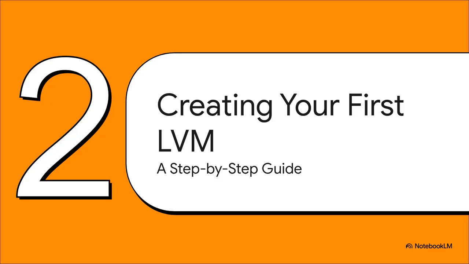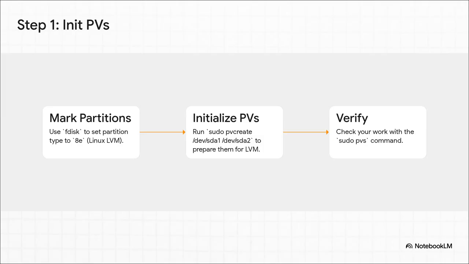Okay, enough theory. Let's get our hands dirty and actually build an LVM setup from scratch. We're going to go through this step by step, just like you would on a real Linux system. First things first, we need to tell LVM which of our physical disks it's allowed to play with. Now, a key prerequisite here is using a tool like fdisk to mark your partitions as type 8E for Linux LVM. Once you've done that, you run the pvcreate command.